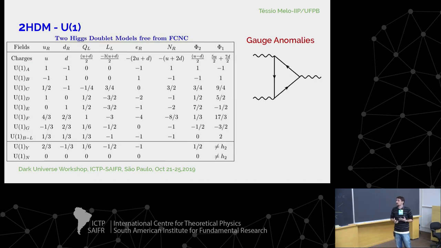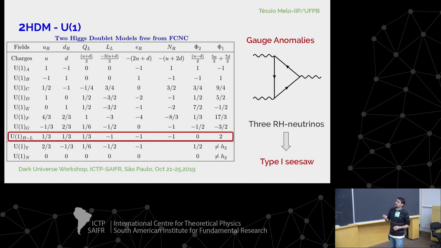As we have a gauge symmetry, we have to take into account the gauge anomalies. We have to cancel them. And in this model, there are some possibilities to cancel. There are a lot of possible charge assignments for the fields. It is possible to cancel them without extra fermions, like in those cases here. Or if you add extra fermions, you have more possibilities. In this work, we focus on the B minus L case in which we add three right-handed neutrinos. So these neutrinos help to cancel the anomalies, and we can implement type 1 seesaw and generate neutrino masses.